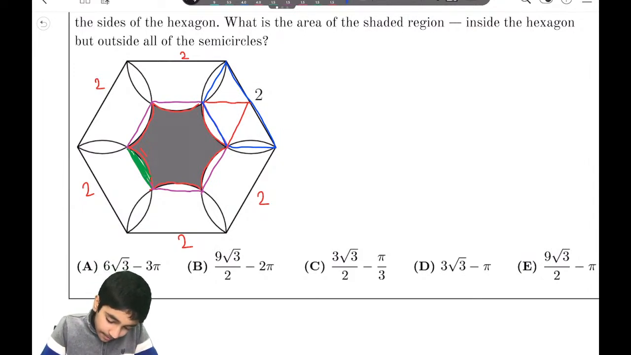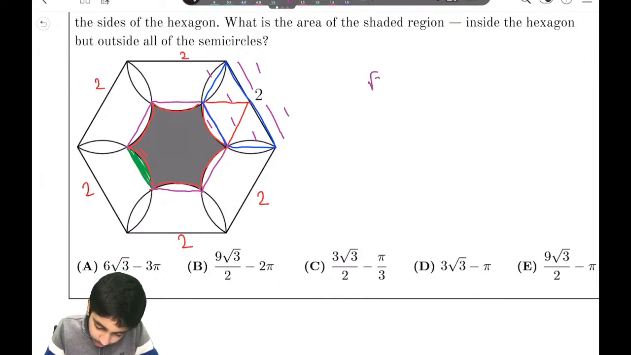But we know that the sum of both of these segments is 2. So they both have to have a length of 1. Meaning that this will have a length of 1, this will have a length of 1, this will have a length of 1, this will have a length of 1, and this will have a length of 1. So the area of the hexagon is just going to be root 3 by 4 times 6, which is 3 root 3 by 2.